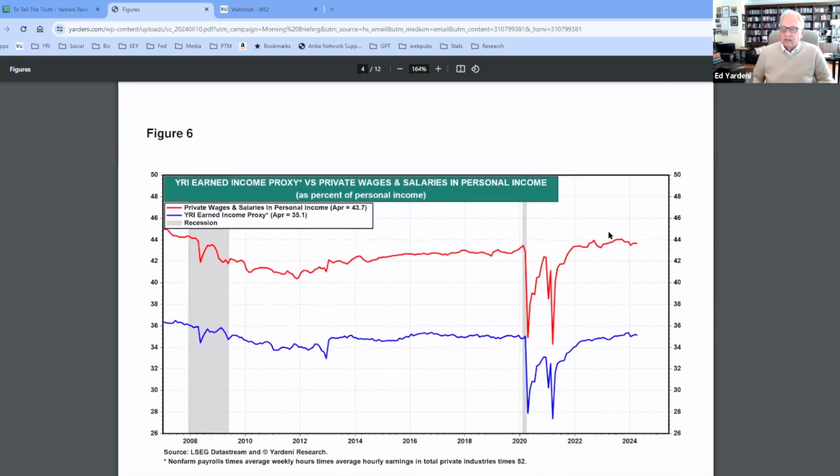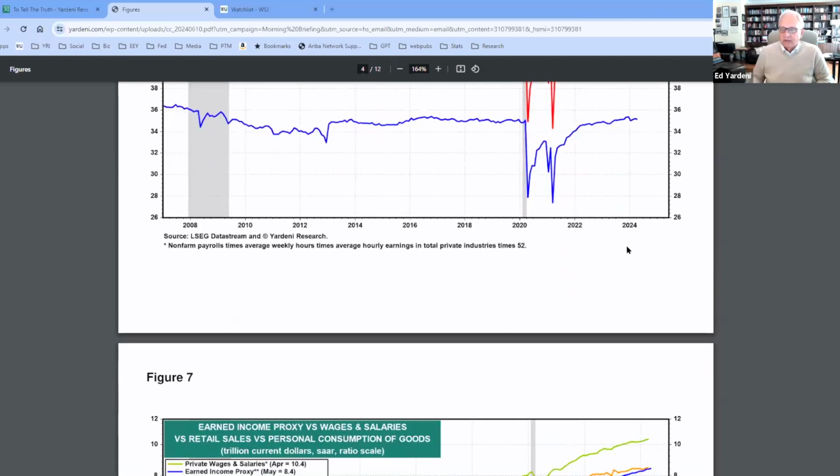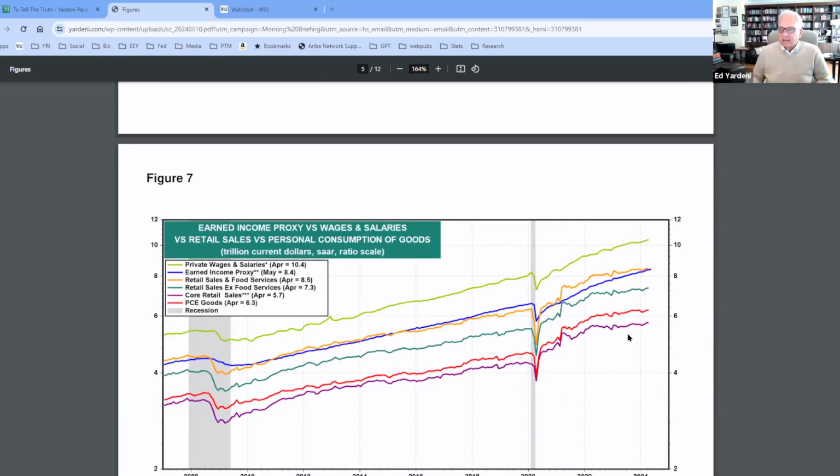And you can see here how much private wages and salaries account for personal income. It's basically around 44%. Obviously, the government provides some income through entitlement programs, there's interest income, dividend income, all kinds of other sources of income. But this is the one that tends to be most highly correlated with things like personal income and wages and salaries. And this is a very colorful chart for sure.